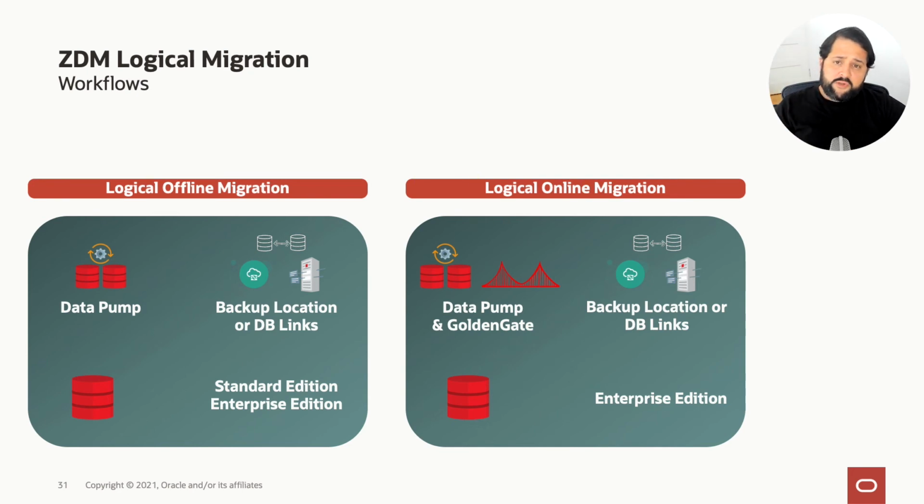Now, we also have the logical online migration, which uses Data Pump and GoldenGate for the migration. And we use either a backup location or database links. And this targets all the different services, as I mentioned before. I'm now going to talk more about the logical online migration and how it actually works, so you can see the overall architecture and how it can benefit you.